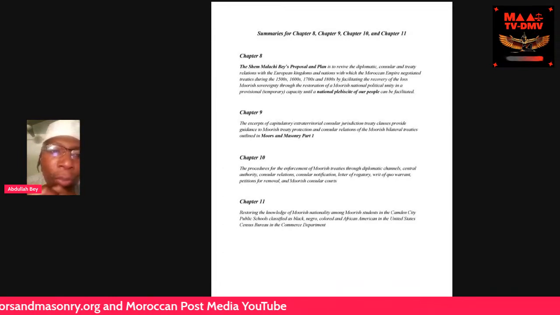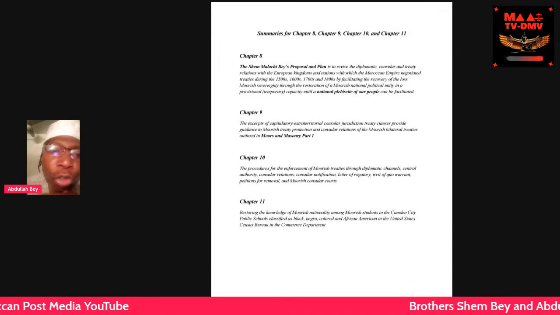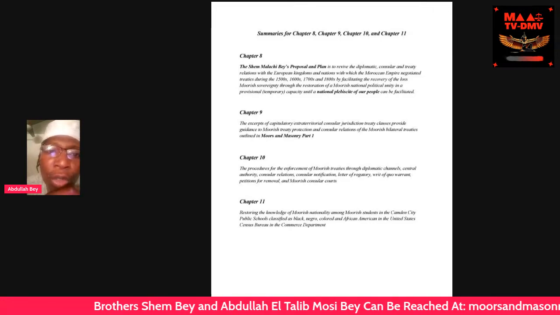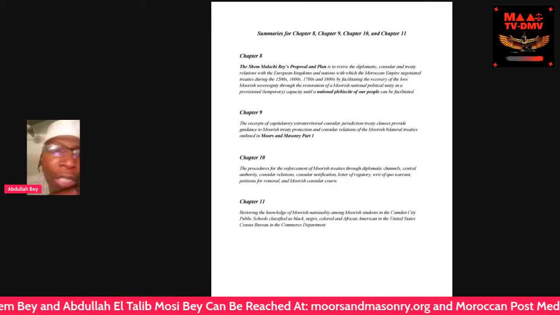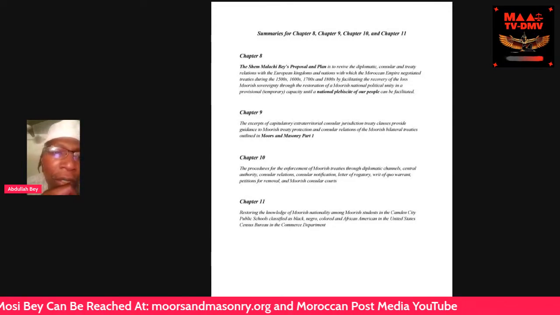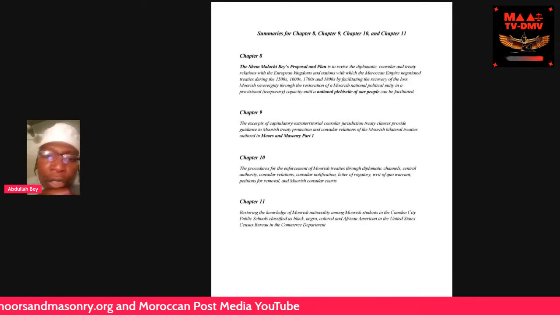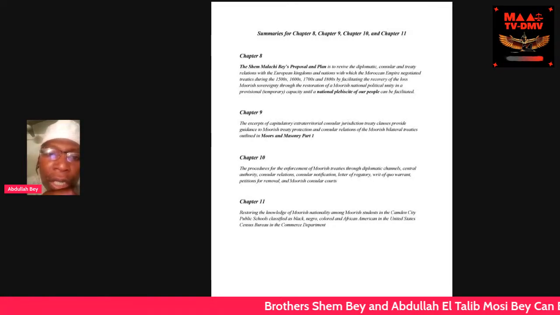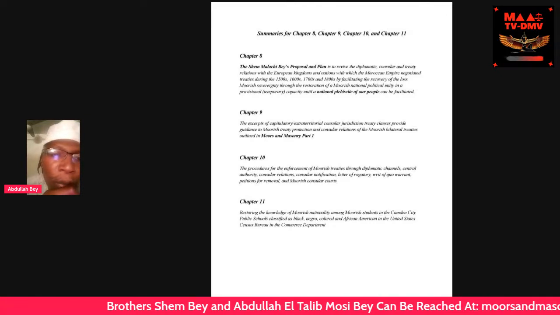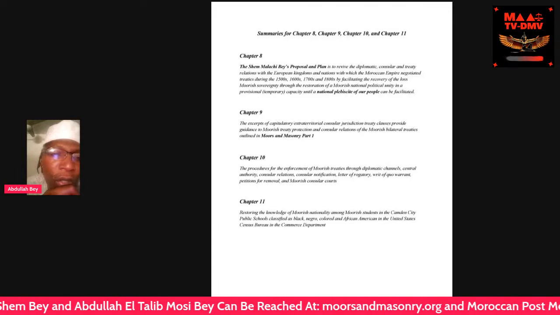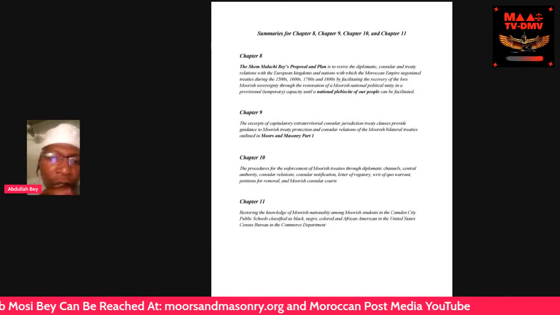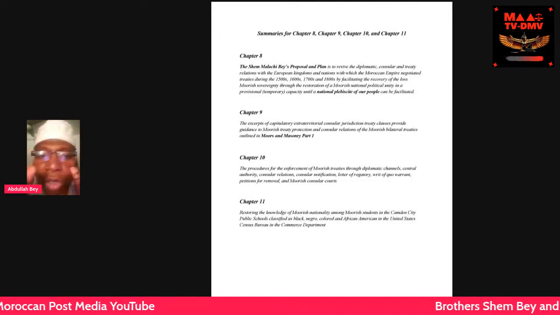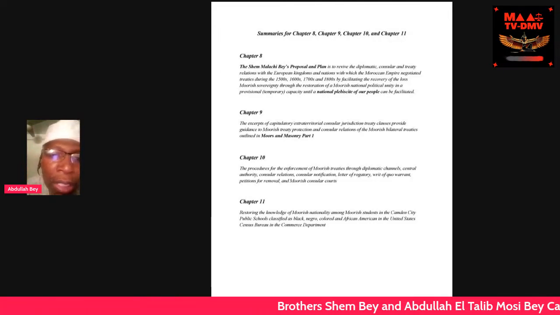Chapter 9, the excerpts of compensatory extraterritorial coastal jurisdiction treaty clauses provide guidance to Moorish treaty protection and consultations of the Moorish bilateral treaties outlined in Moors and Masonry Part 1. Chapter 10, the procedures for the enforcement of Moorish treaties through diplomatic channels, central authority, consular relations, consular notification, letter of rogatory, writ of quo warranto, petition for removal, and Moorish consular courts. Chapter 11, restoring the knowledge of Moorish nationality among Moorish students in the Camden City Public Schools classified as Black, Negro, Colored, and African American in the United States Census Bureau and the Commerce Department.